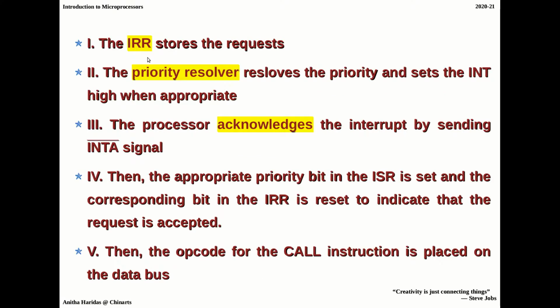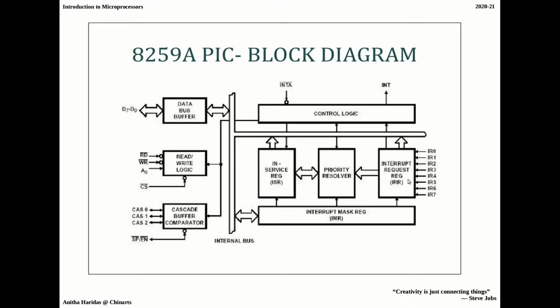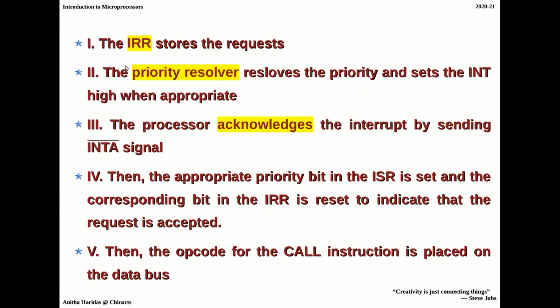The first step is that the interrupt request register stores the request. The IRR, the interrupt request register, is connected to different devices. How many devices can be connected? 8 different devices can be connected to the interrupt request register, each on its own interrupt request line. So the interrupt request register will store all the requests. Multiple requests are coming in from all the 8 devices, and all these requests will be stored in the interrupt request register.